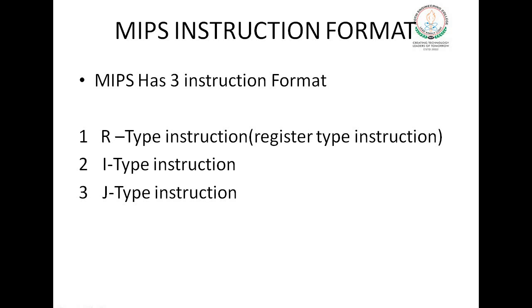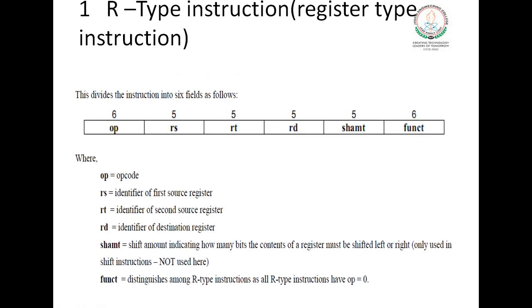Then we are discussing about MIPS instruction format. MIPS has three instruction formats. First one is R-type instruction. Second one I-type instruction. Third one J-type instruction. R for register type. I for immediate type. J for jump type. Then R-type instruction format.